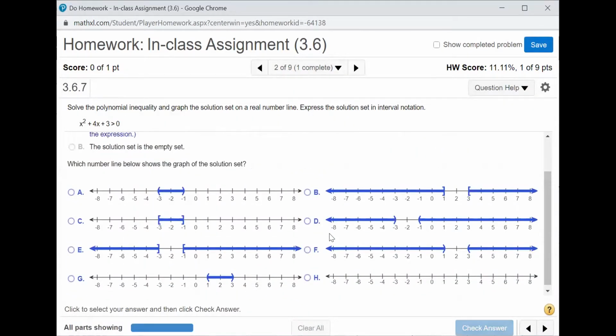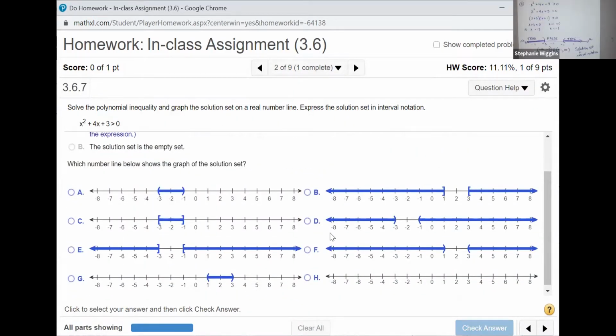And then the graph is right here, looks like.